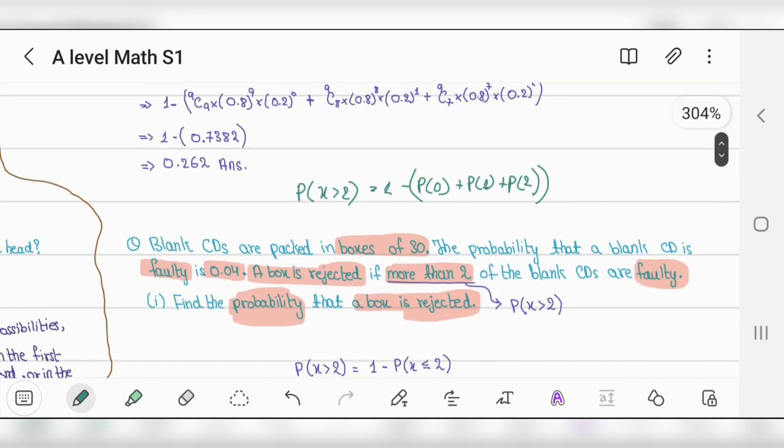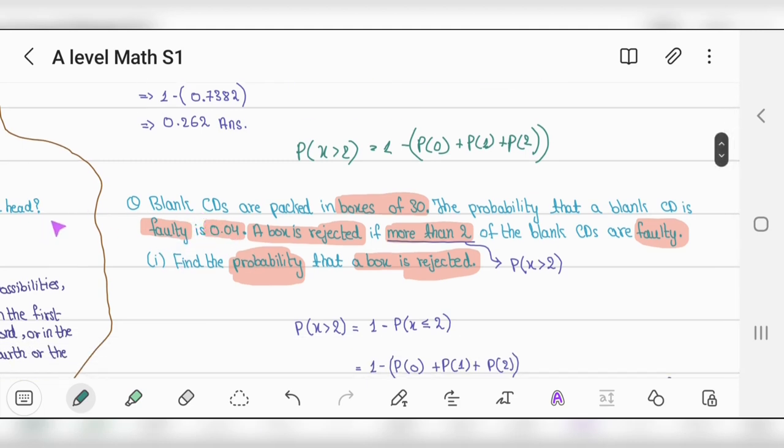So the best way to identify the probability of success or probability of failure is, first you try to see what is written in the question, and then you try to know what the question really wants. For example, if it says that blank CDs are packed in boxes of 30, and then it says find the probability that the box is rejected, this is a probability of success. If a box is rejected, it means that more than 2 of the blank CDs are faulty, right? So this is the probability of success. And if it is against this, if they're not faulty, then it would be probability of failure.